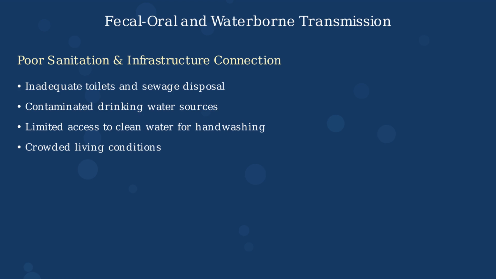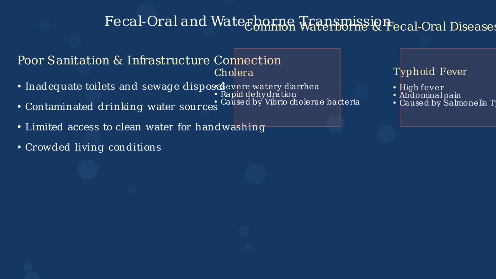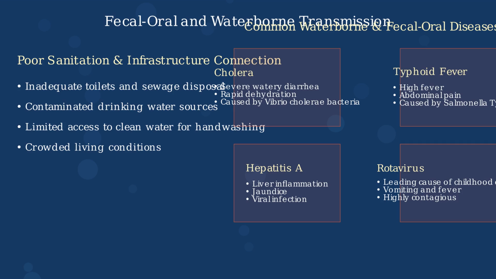Communities with inadequate toilets, contaminated drinking water, limited hand-washing facilities, and crowded living conditions face the highest risk. Several critical diseases spread through the fecal-oral route. Cholera causes severe watery diarrhea and rapid dehydration. Typhoid fever presents with high fever and is caused by Salmonella typhi. Hepatitis A infects the liver, causing inflammation and jaundice. Rotavirus is a leading cause of severe childhood diarrhea worldwide.